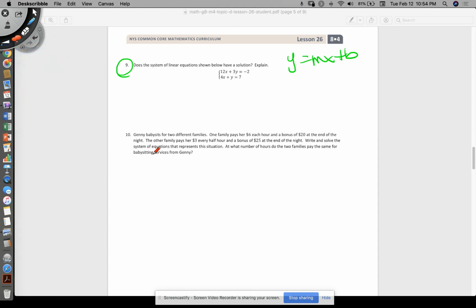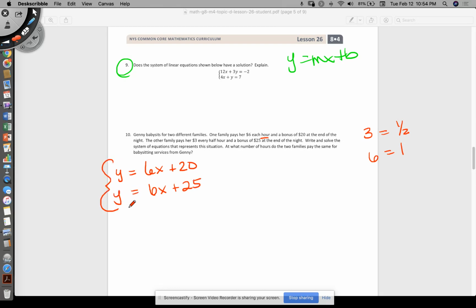So we have an equation. Let's solve the first one. She gets $6 an hour plus an additional 20 at the end. So we're just going to say y equals that. There's my first equation. The next one is she gets $3 every half hour. Well, since this one's per hour, let's go ahead and make that per hour. So if she's getting $3 for a half hour, how much is she getting for 1 whole hour? 6. So this will be 6x, but she gets an additional $25 at the end of that night.